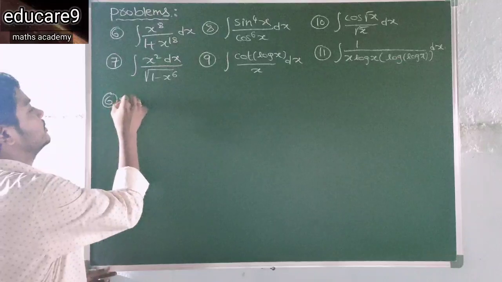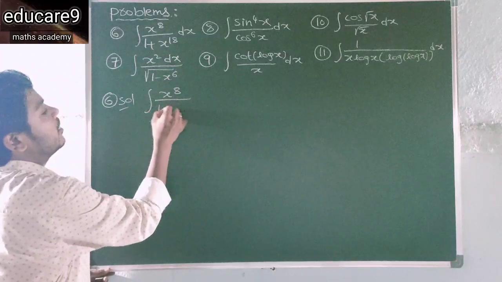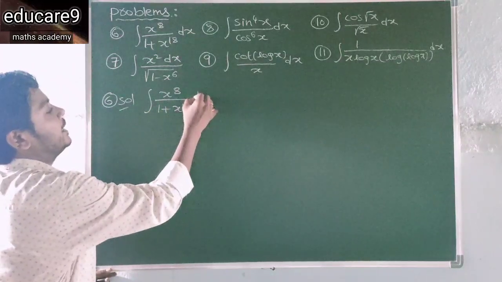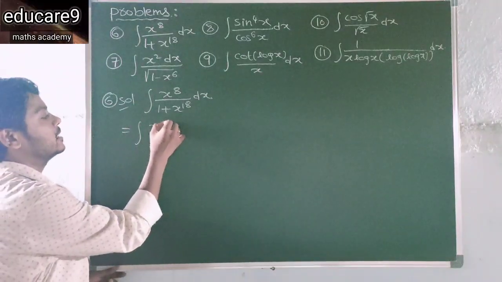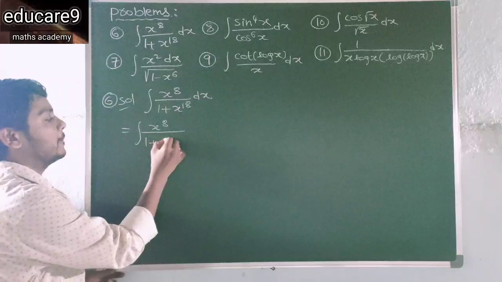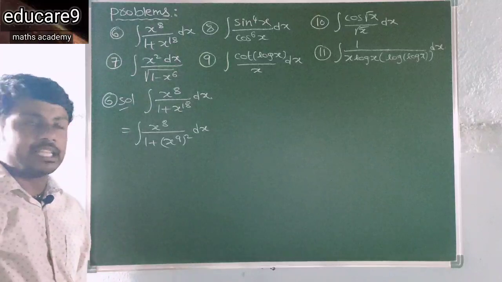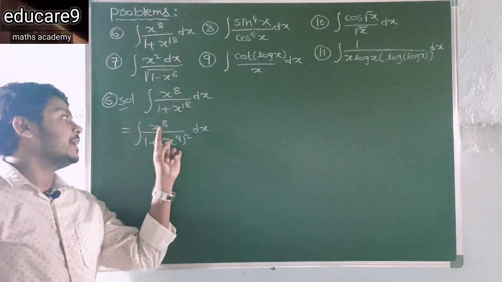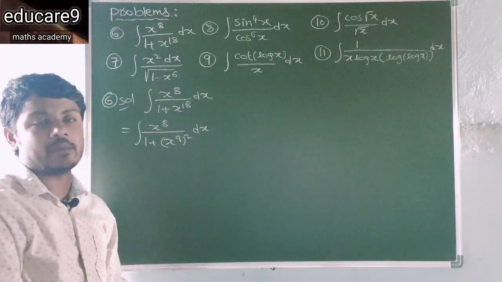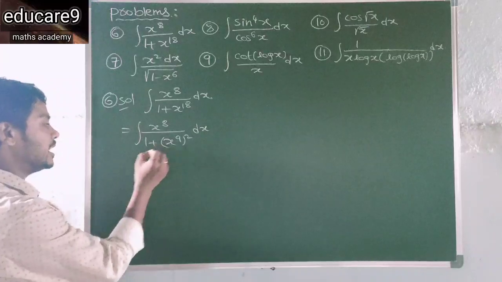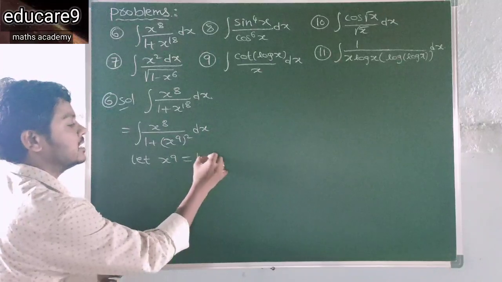So see the sixth solution. Integration of x to the power of 8 by (1 plus x to the power of 8) in dx. See here, this can be written as integration of x to the power of 8 by (1 plus x to the power of 9) whole square dx. Clearly this is the combination of x to the power of n, x to the power of n minus 1. So in that case, the highest power term should be t. So clearly x power 9 is the highest power term. That is, let x to the power of 9 is equal to t.